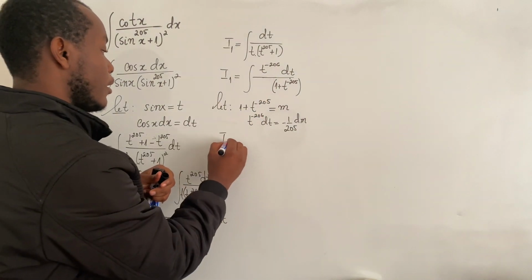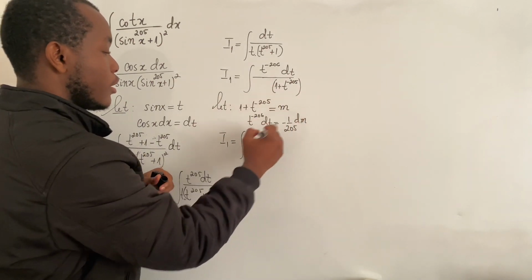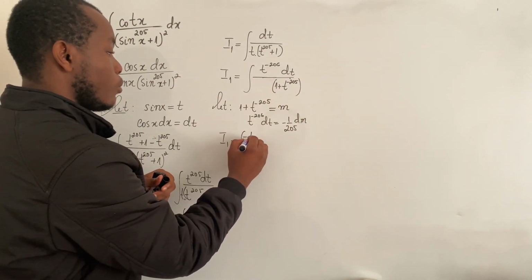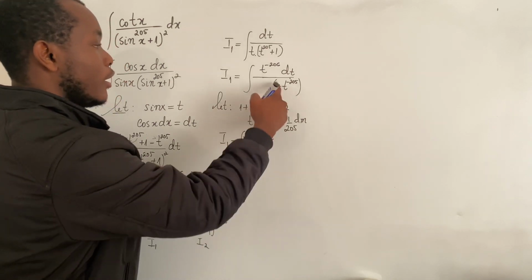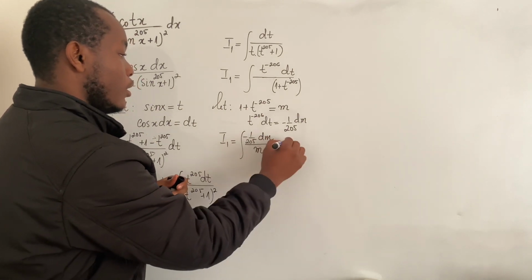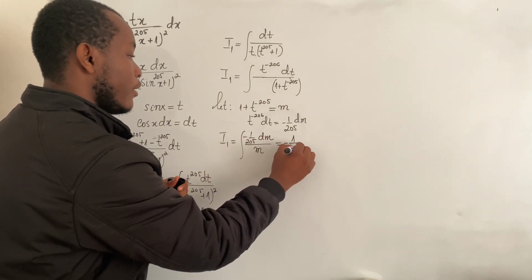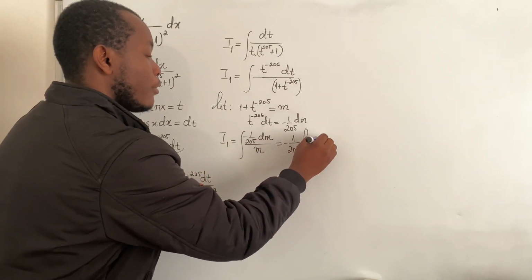So integral 1 will be equal to the integral where there is this expression, minus 1 over 205 dm, over this expression we set to be m, so it's going to be over m. This will be minus 1 over 205. The integral of dm over m is ln of m.